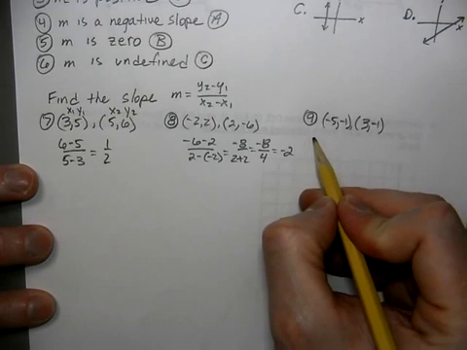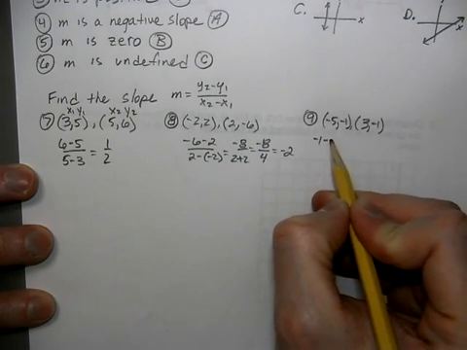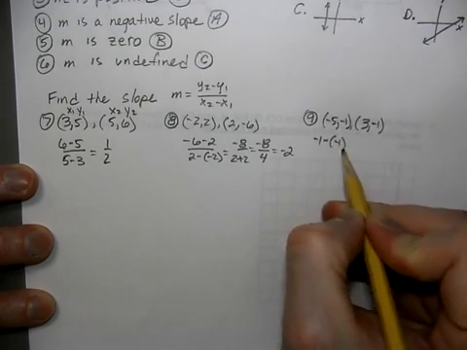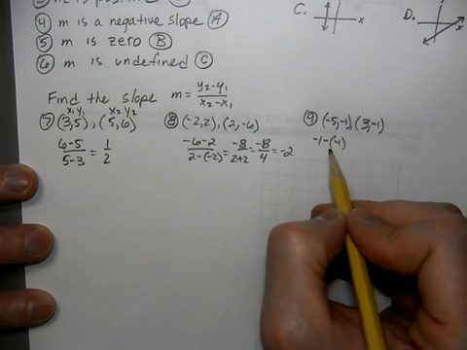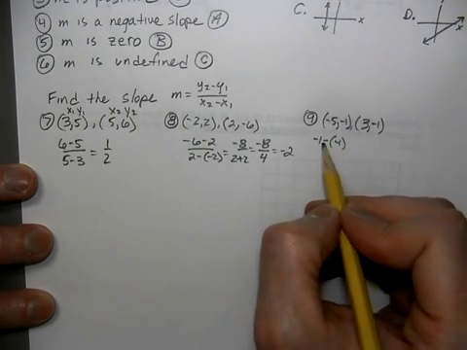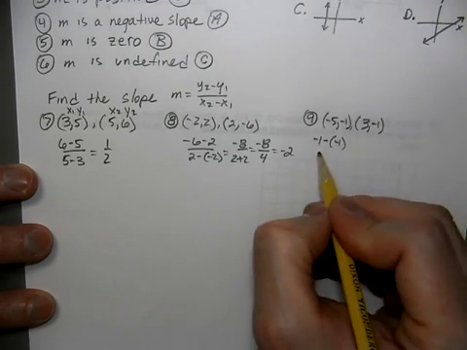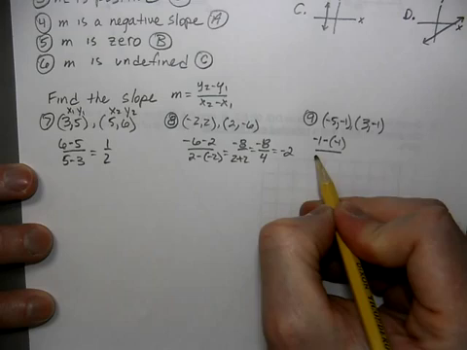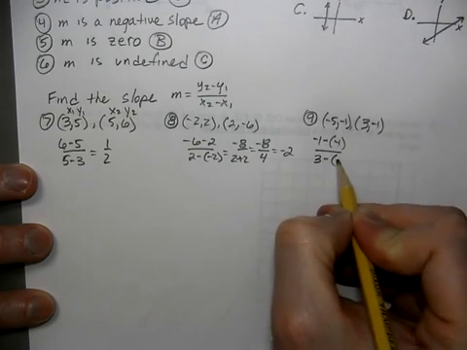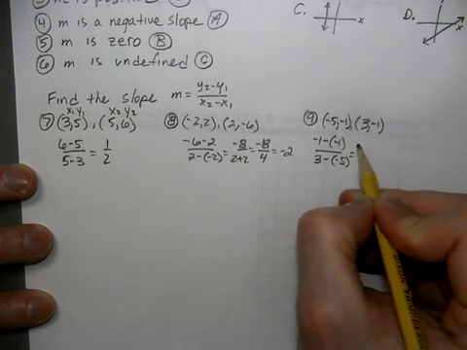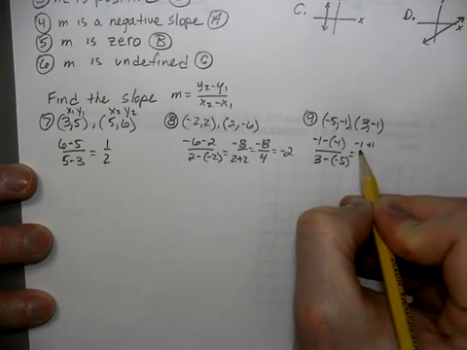For number 9, we have negative 1 minus a negative 1. Notice how I use parentheses around a negative. If you're going to subtract or add a negative, you should show the notation with parentheses. So this is negative 1 plus 1.